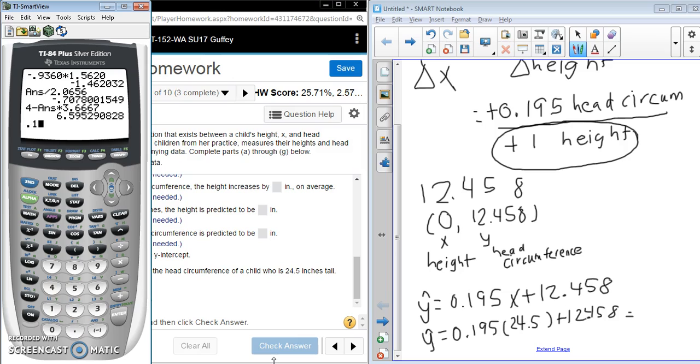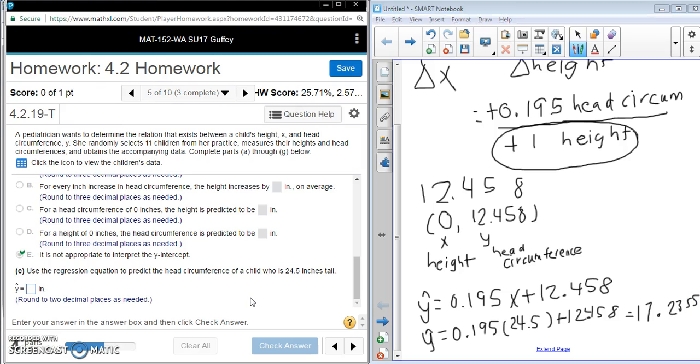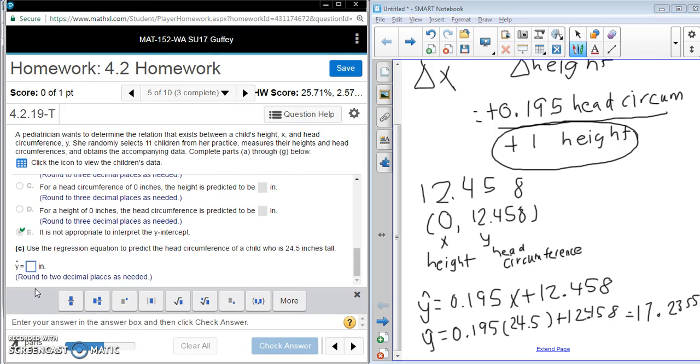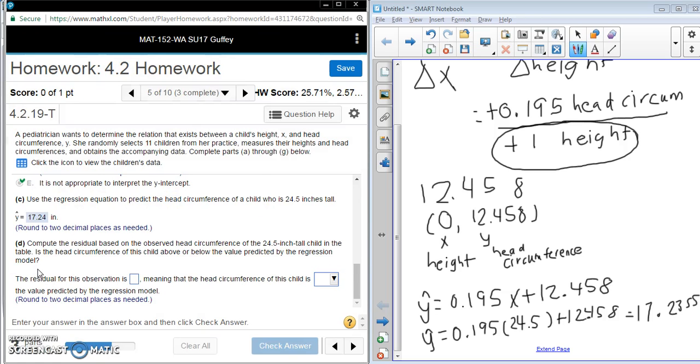Right, so 0.915 times 24.5 plus 12.458. We get 17.2355. Right, it says rounded to 2 decimal places. So we end up with 17.24. Right, and then we want to look at the residual.